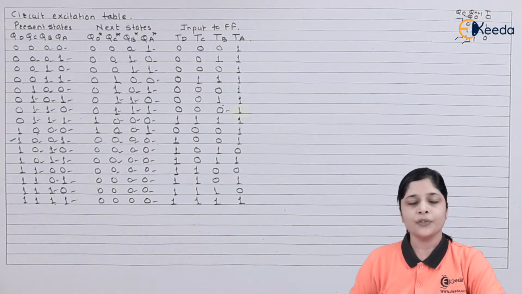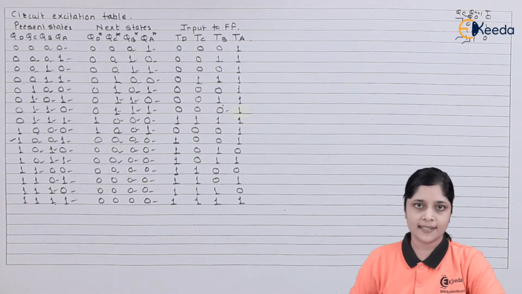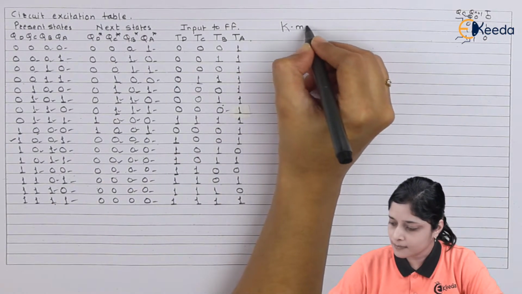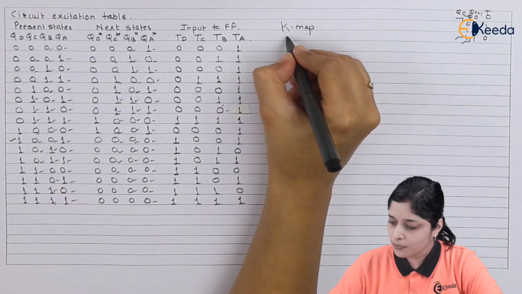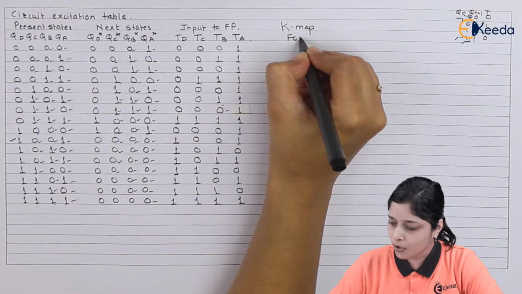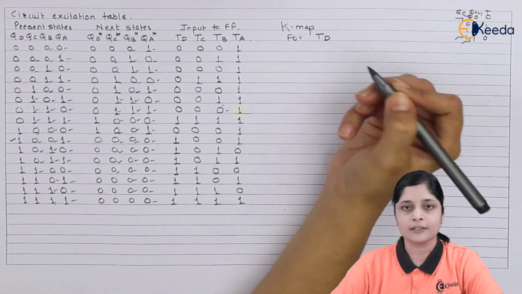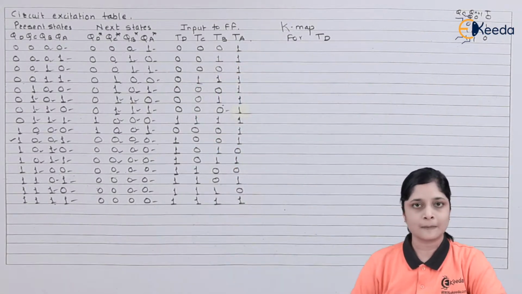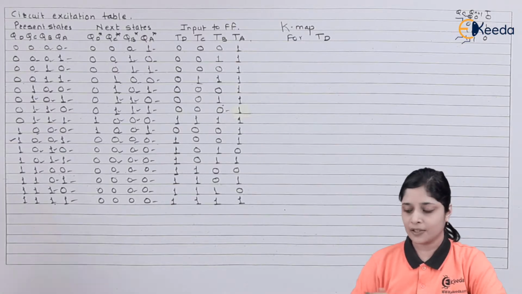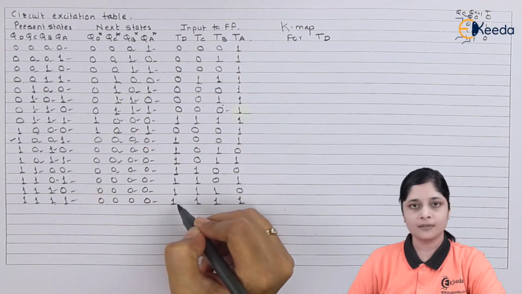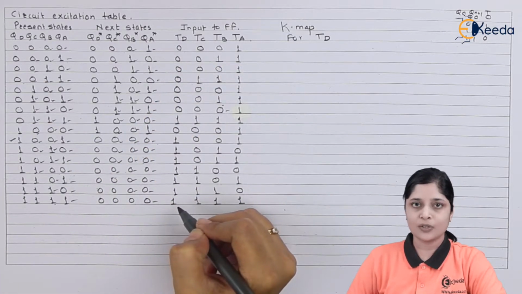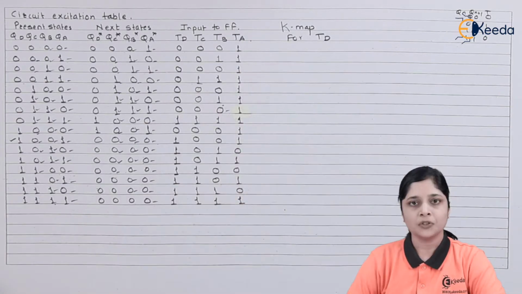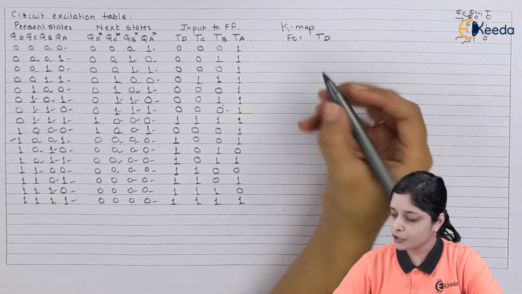Now we will focus on the K-map design. So let's start with the K-map design. First of all we will design the K-map for TD. So how many inputs are there? For the K-map you have to focus on the TD table. 16 entries you have to do, so a 4 variable K-map we require. So we will start with the K-map for TD.